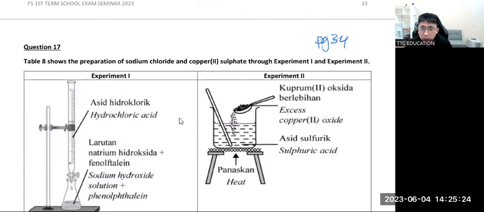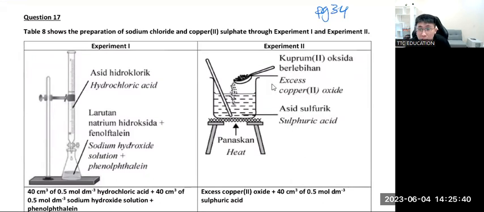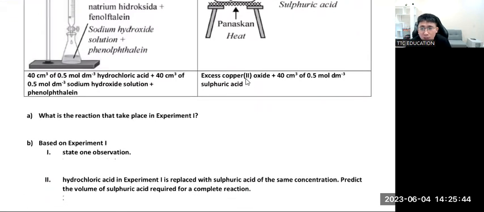Okay, so this one, they say it shows two experiments on the preparation of sodium chloride and copper(II) sulfate. From here, what we see is one is a soluble salt and the other a soluble non-salt. How do you know? Do you see the titration method? Soluble salt. Do you see the adding powder method? Soluble non-salt. So they ask you some questions here.